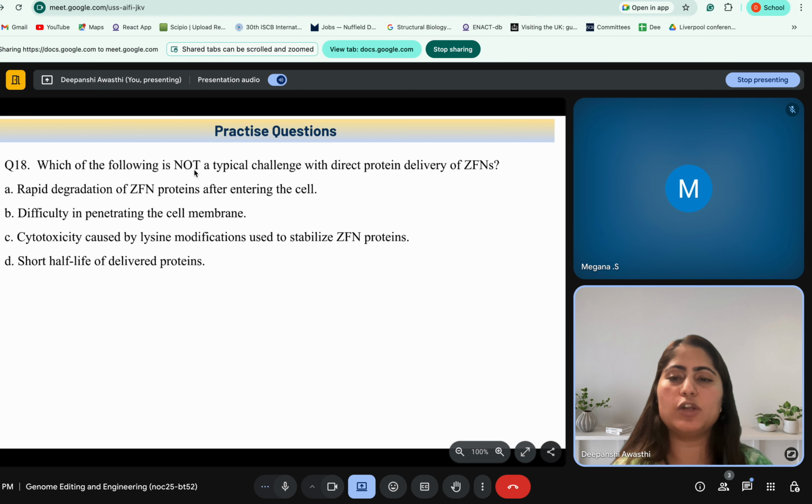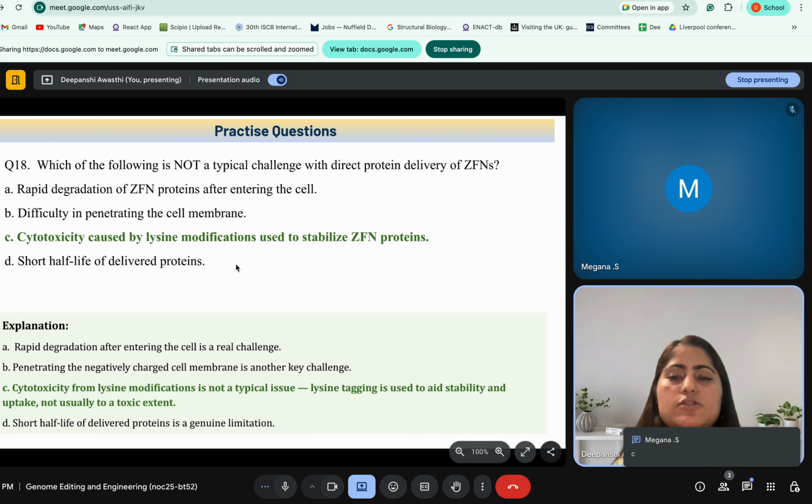Next question, which of the following is not a typical challenge with direct protein delivery of ZFNs? Option A, rapid degradation of ZFN proteins after entering the cell. Option B, difficulty in penetrating the cell membrane. Option C, cytotoxicity caused by the lysine modifications used to stabilize ZFN proteins. And option D is short half-life of delivered proteins. So out of them, you have to tell which is not a typical challenge.